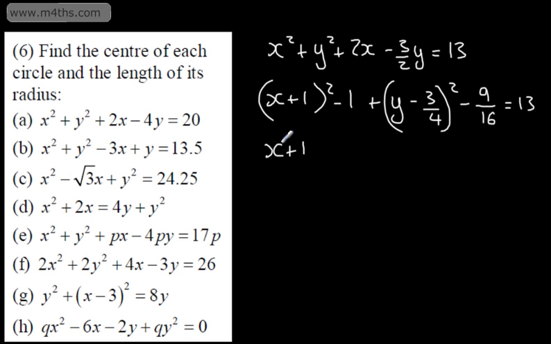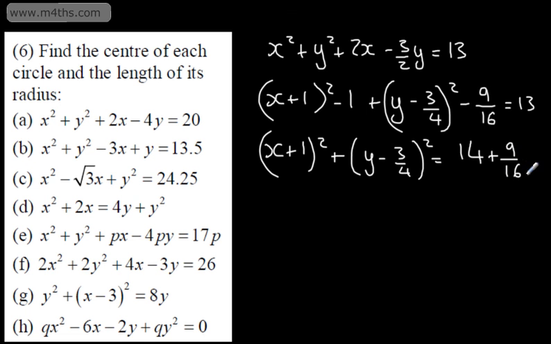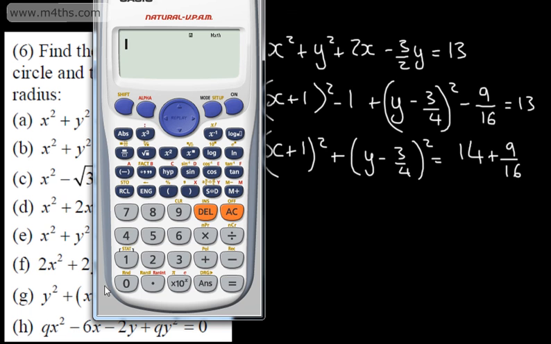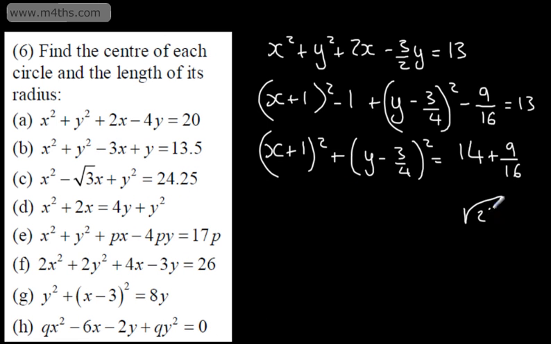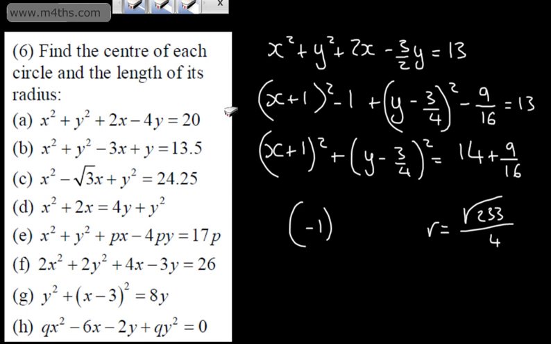So what we're going to have, (x plus 1) all squared plus (y minus 3 over 4) all squared is going to be equal now to 14 plus 9 sixteenths. So again, a messy answer. What's that give us now? We'll take the square root of that: root 233 over 4. So that is the radius. And then the centre will be negative 1, comma 3 over 4.